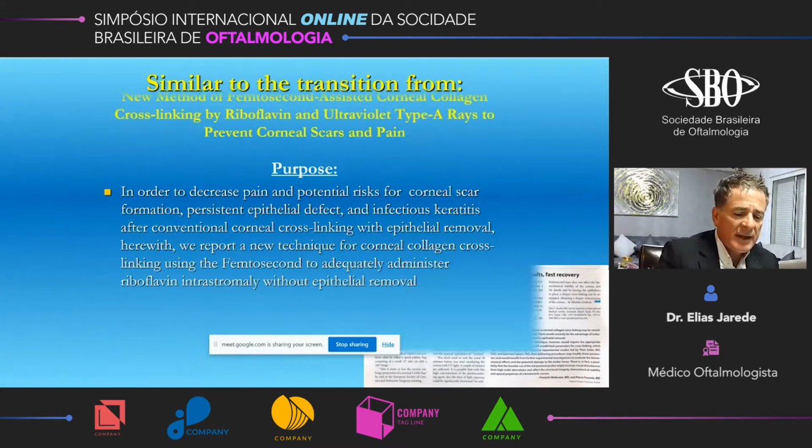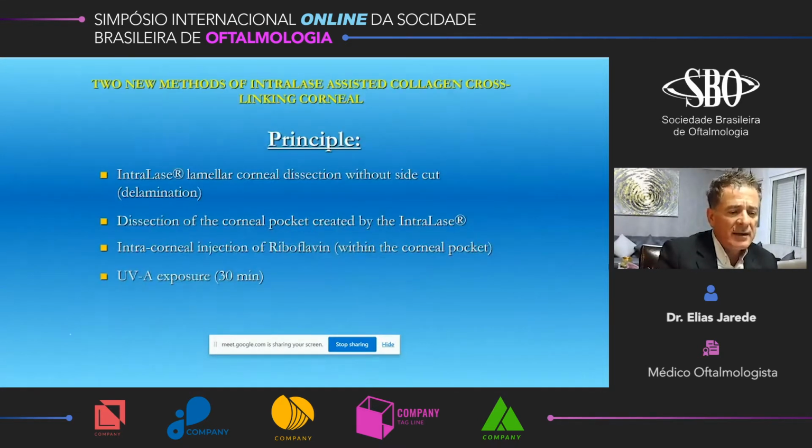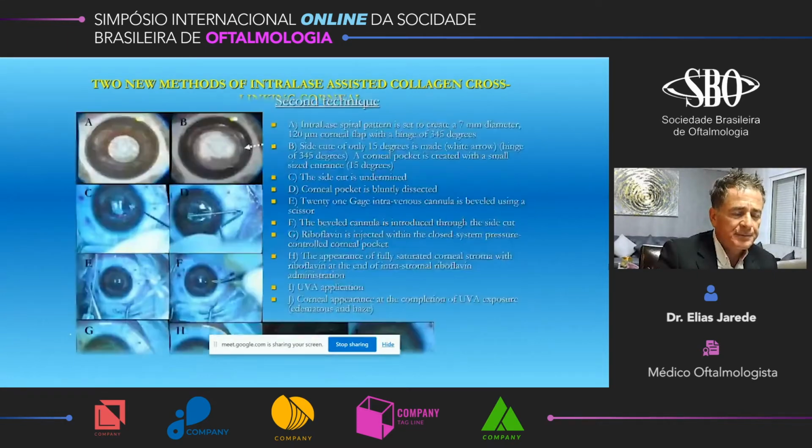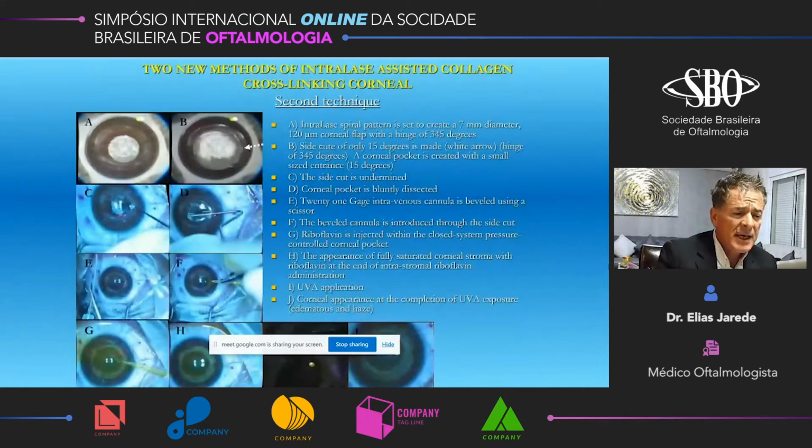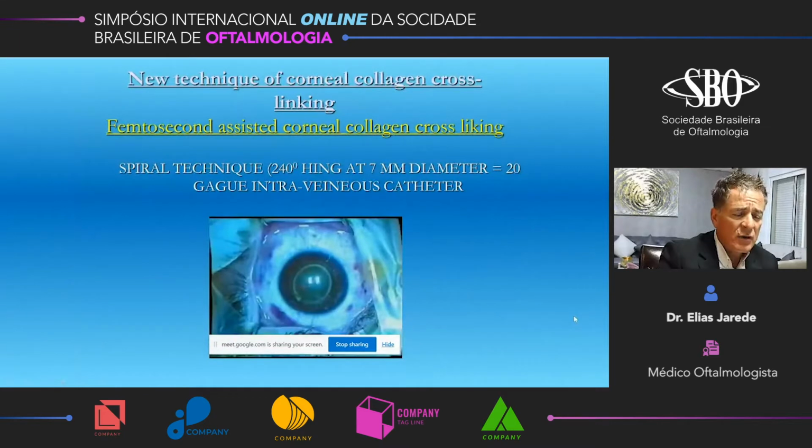This has quite an advantage: keeping the epithelium intact, decreasing all aspects of complication after cross-linking, and shortening quite a lot the period of rehabilitation after cross-linking. Here showing the different stages. We use the spiral technique with the reverse cut hinge ratio to create a small opening to the pocket, dissecting it, injecting the riboflavin, then using the UV light exposure.